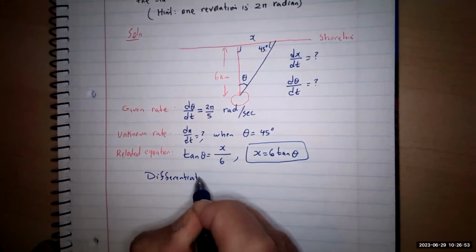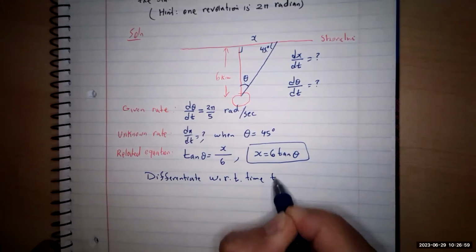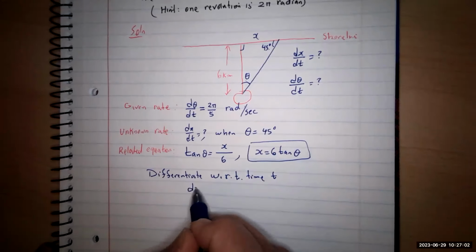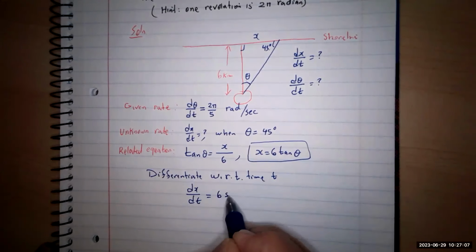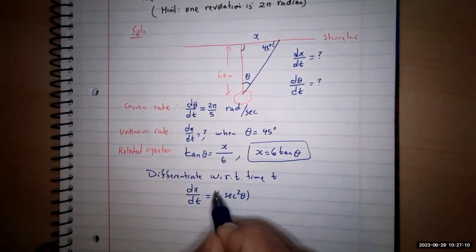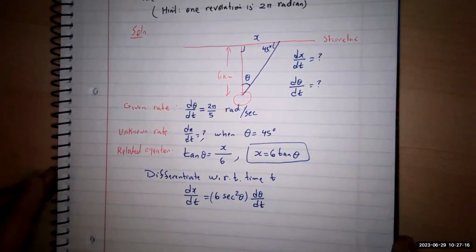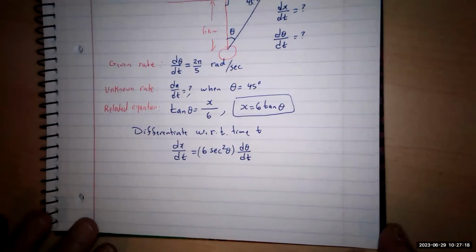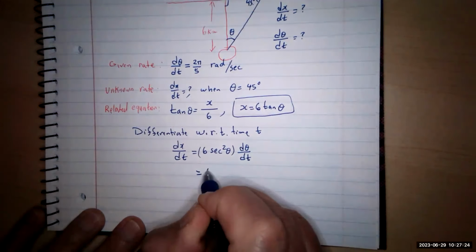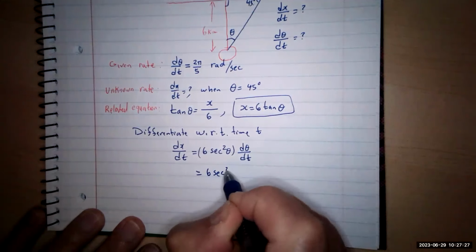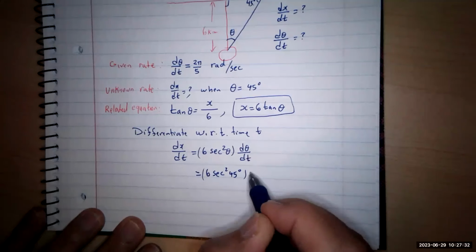Okay, differentiate with respect to time t. The derivative of x is just the rate of x with respect to t. 6 is a number, and the derivative of tangent is secant squared of theta times the rate of theta, d theta/dt. That's it. Substitute the information that you have. So this is going to be 6 secant squared of 45 degrees times the rate of theta, which is 2 pi over 5.